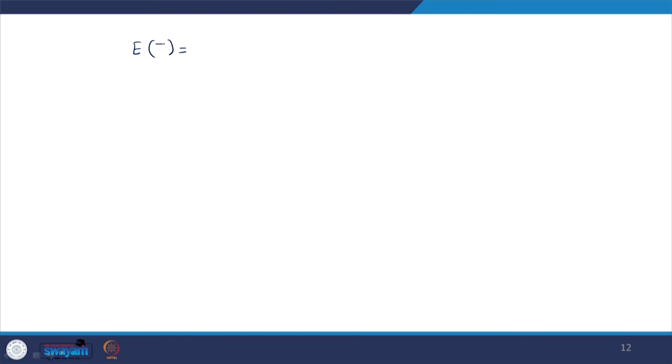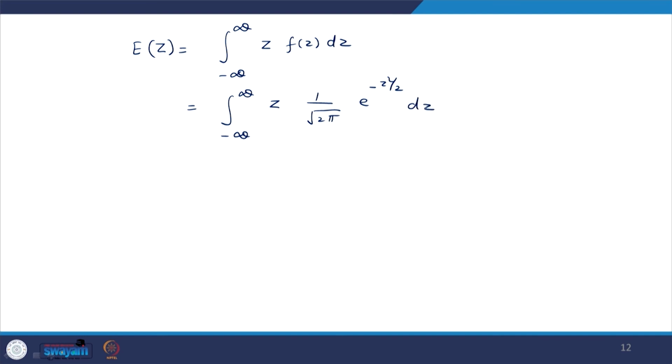The expectation of z is the integral from minus infinity to plus infinity of z into f(z) dz. This will be the integral from minus infinity to plus infinity of z times 1 upon under root 2 pi e raised to the power minus z square upon 2 dz. Okay, it is an odd function, and for an odd function it is obviously 0. So, that is clearly a one-step answer: it is 0.